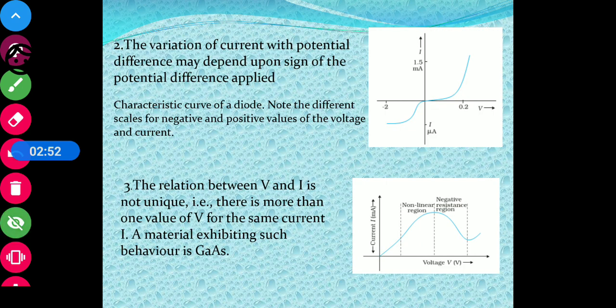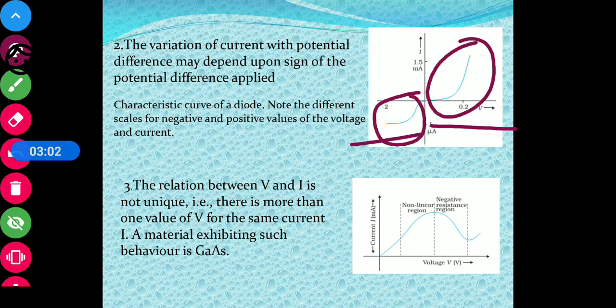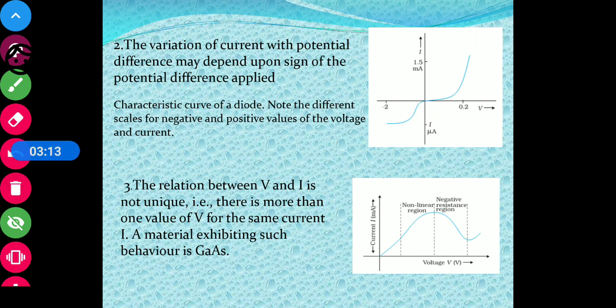Similarly, for some conductors, the behavior of the change of current is not the same for positive potential difference and for negative potential difference. This is the characteristic curve of a diode, in which the current changes in one manner for positive voltage, but for negative potential the current changes in a different manner. So the variation of the current with potential difference depends upon the sign of the potential difference applied.